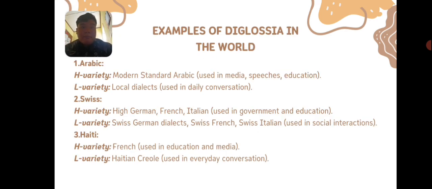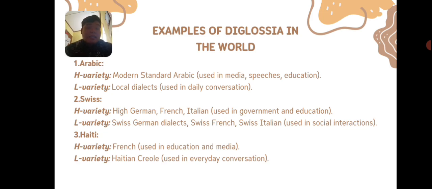And here are some examples of diglossia in the world. The first is Arabic. The high variety is modern standard Arabic, used in media, speeches, and education, and the low variety is local dialects, used in daily conversation. Second is Switzerland. In the high variety, they use High German, French, and Italian. It is used in government and education. Meanwhile, in the low variety, they use Swiss German dialect, Swiss French, and Swiss Italian. It is used in social interaction.